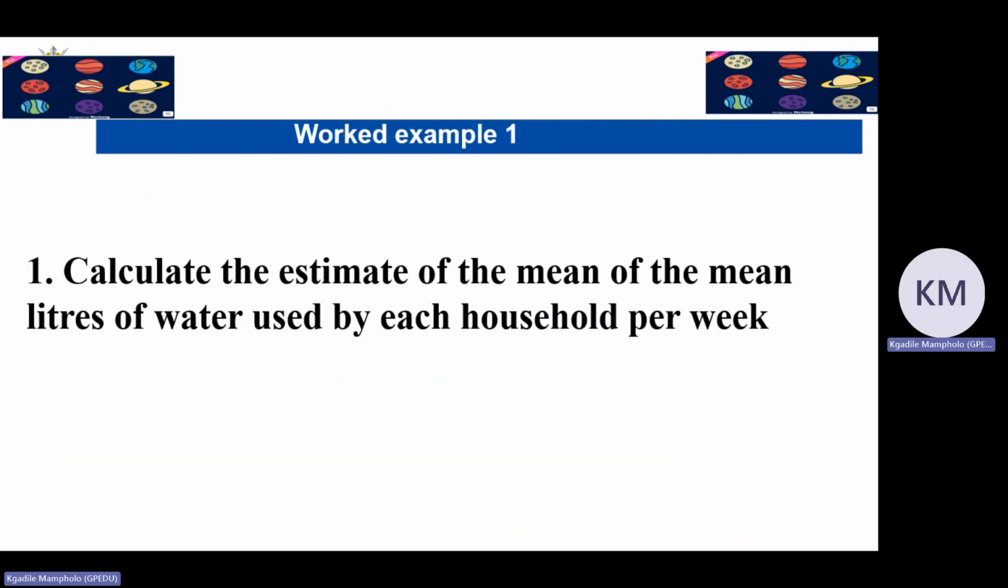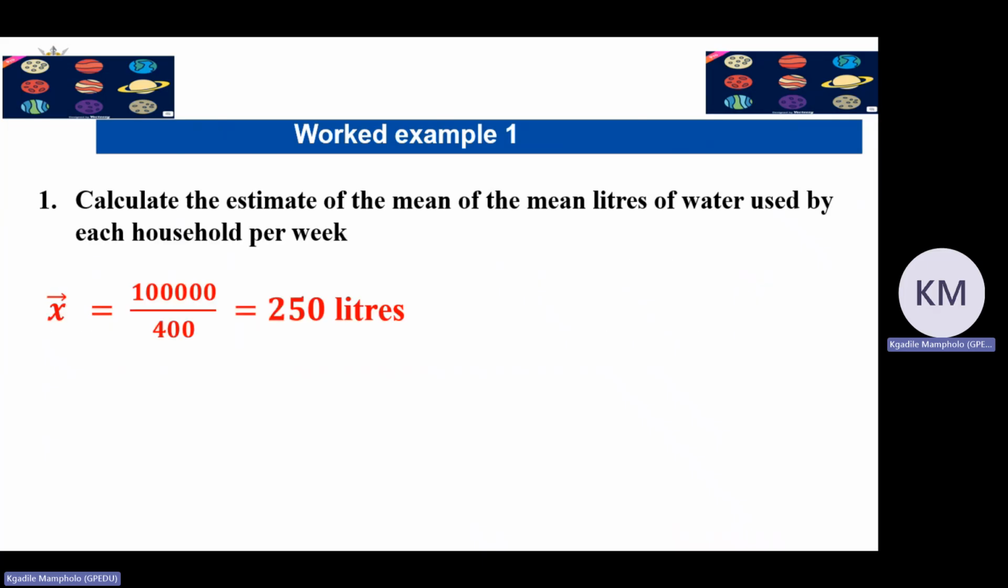Calculate the estimate of the mean of the liters of water used by each household. Because we already calculated the sum of the product of the midpoint and the frequency, which is 100,000, you just substitute: 100,000 divided by 400. Then the answer will be 250 liters.